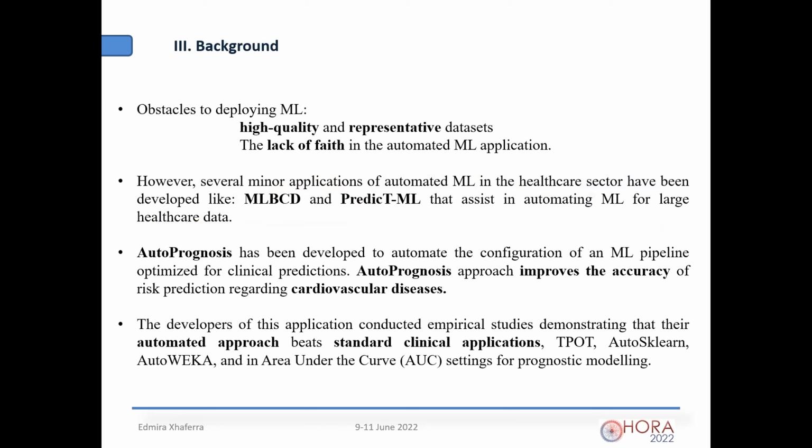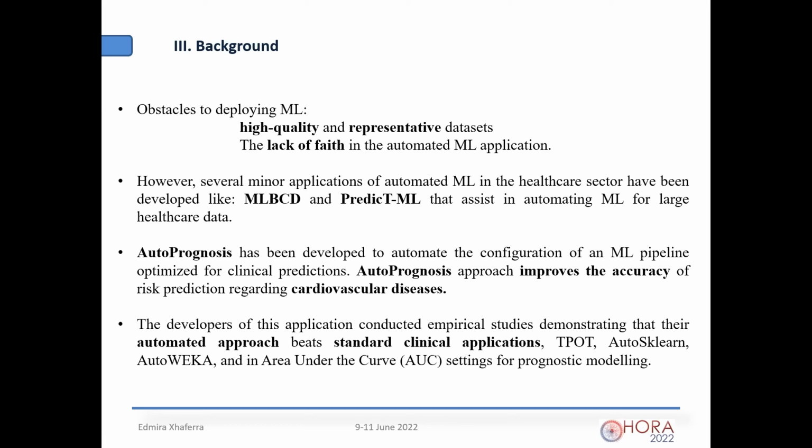Background. Despite the rising body of research in the subject of machine learning, little effort has been done to apply these approaches to the field of healthcare due to the lack of high quality and representative data sets and the lack of faith in automated machine learning applications. However, several minor applications of automated machine learning in the healthcare sector have been developed, like ML-BCD and PredictML, that assist in automating machine learning for large healthcare data.